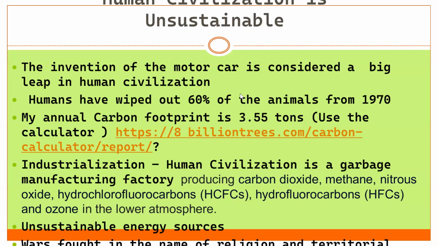Sorry, my annual carbon footprint is 3.55 tons. Use the calculator. Now I have used a calculator. This is the link to the calculator. To just enter your personal data and your habits and your consumption patterns and everything, then you can find out carbon footprint. Carbon footprint is a term used to calculate the amount of carbon that went into a product.